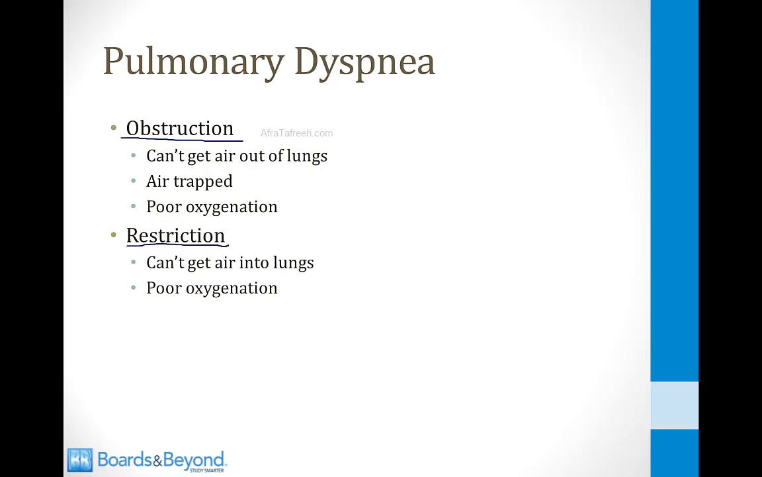In obstruction, there is a problem getting air out of the lungs. Air gets trapped and can't get out, and therefore you have poor ventilation, and that leads to poor oxygenation. In restrictive lung problems, you can't get air into the lungs, and this results in poor ventilation and poor oxygenation.